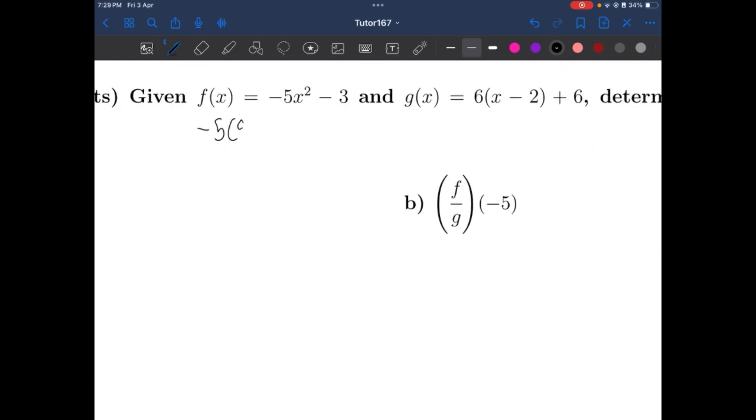So that's negative 5 squared minus 3. That's negative 5 times 25 minus 3. Negative 5 times 25 is negative 125, minus 3. That's negative 128.